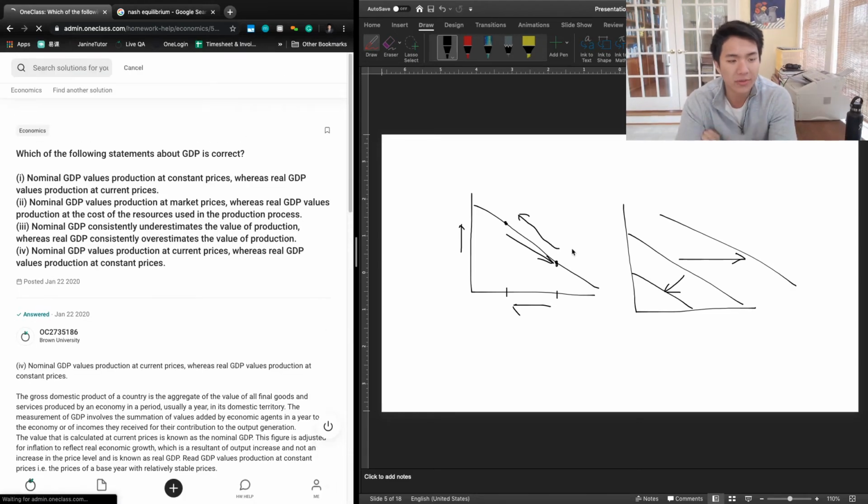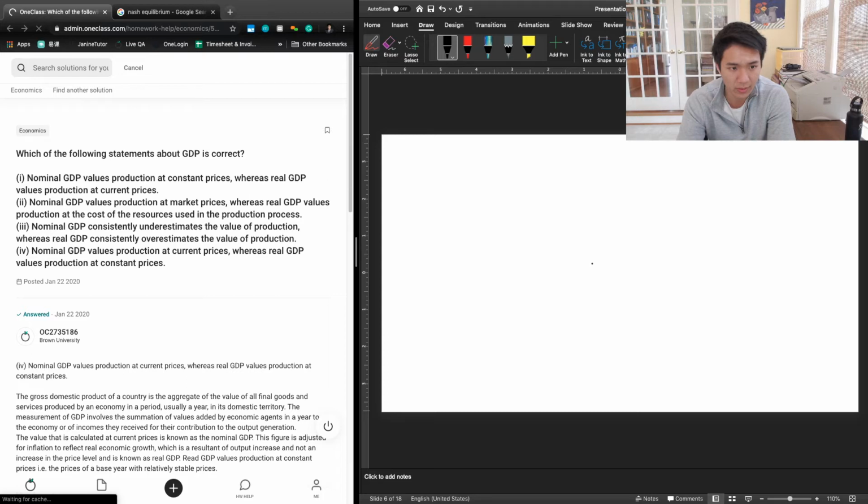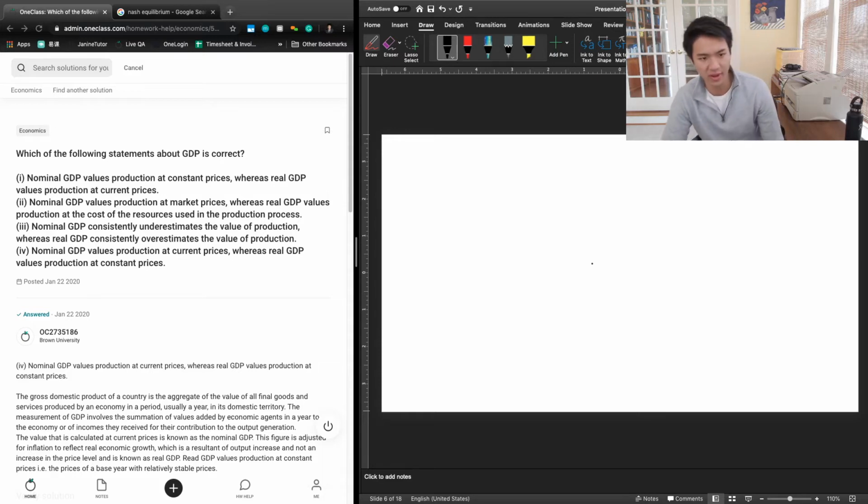So the next question says, which of the following statements about GDP is correct? One says nominal GDP values production at constant prices, whereas real GDP values production at current prices. Two says nominal GDP values production at market prices, whereas real GDP values production at the cost of the resources used in the production process. Three says nominal GDP consistently underestimates the value of production, whereas real GDP consistently overestimates the value of production. And four says nominal GDP values production at current prices, whereas real GDP values production at constant prices.